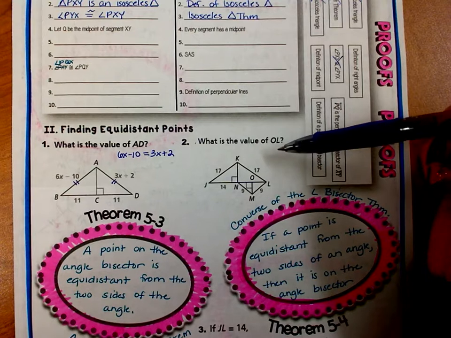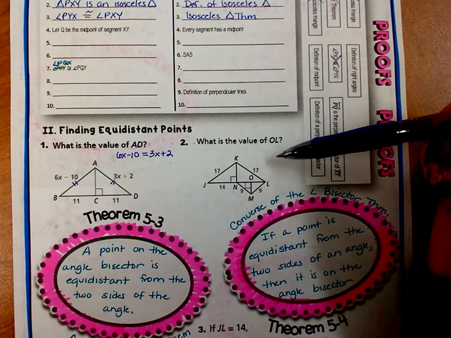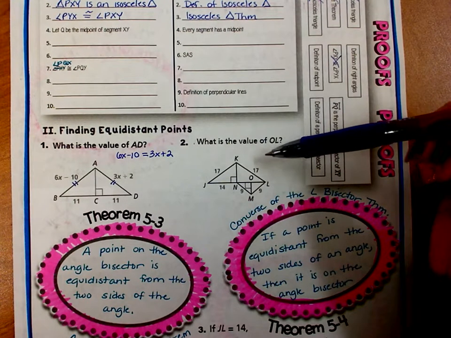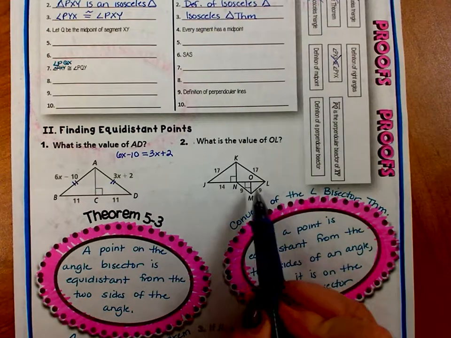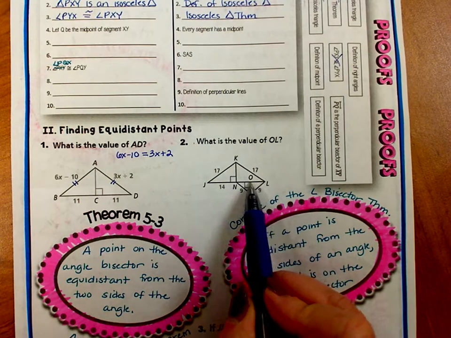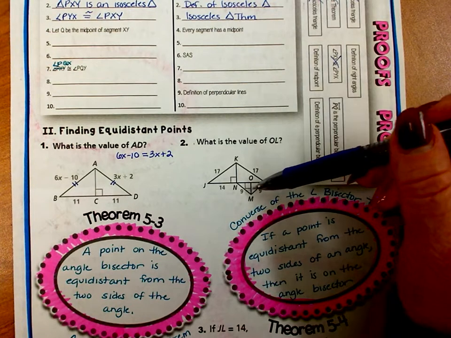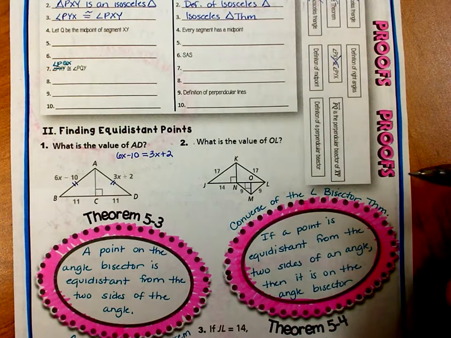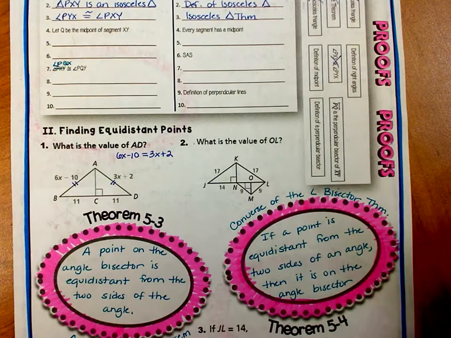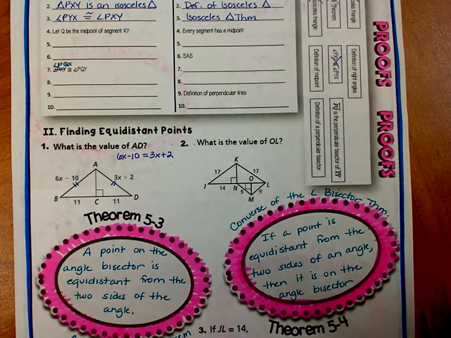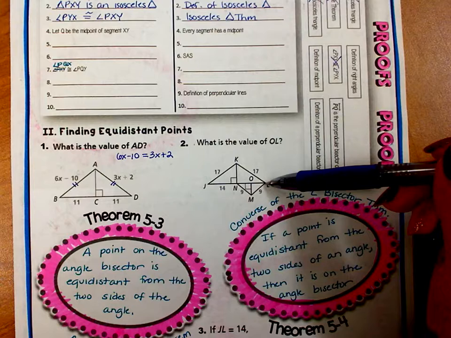Okay, over here, problem number 2. This one's a puzzle. It gives you all the information that you need in order to find out what OL is. So see what you can deduce using your deductive reasoning skills to figure out the distance of OL.